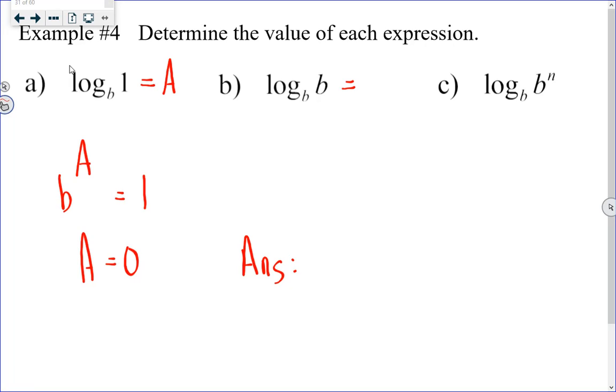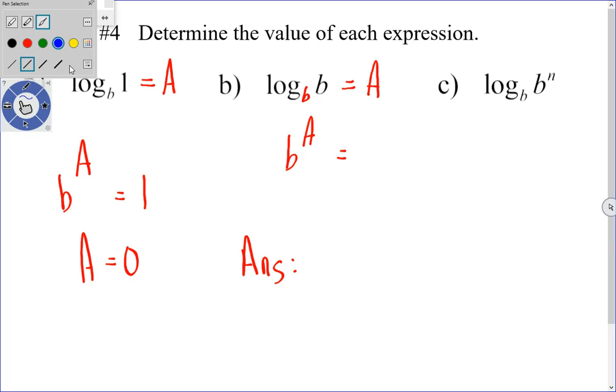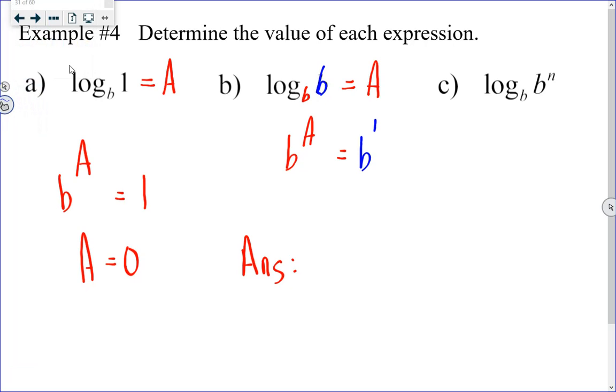Because this is saying, and I don't need to write A, but I will, b to the A has to give you what you're taking the logarithm of. There are 2 b's here. So this is the interpretation: to what exponent do I raise b to get b? Well, you raise it to the 1. The answer is 1. Log base 12 of 12 is 1.